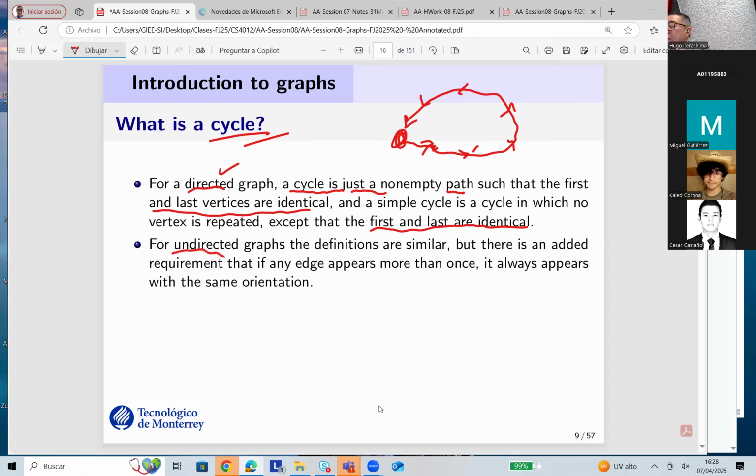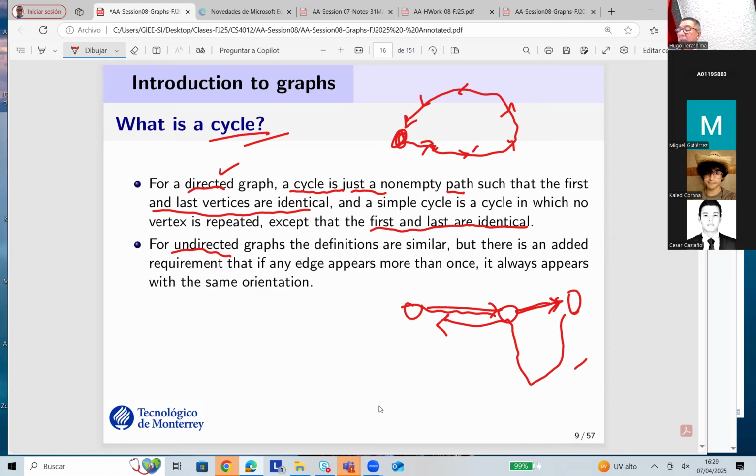For an undirected graph, the definitions are the same, but there is another requirement: if any edge appears more than once, it always appears with the same orientation. If I say I'm going from here to here, that's the direction I'm going to use to say there is a cycle in the graph. I cannot go and then come back here and then come back over there. That is not complying with the condition, so that is a cycle.